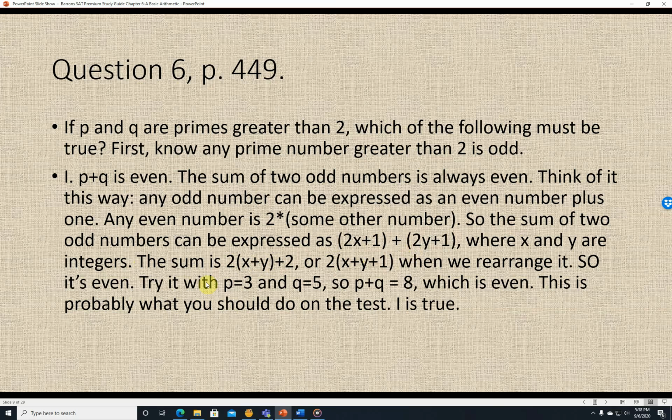So it's even. You can try this with P equals 3 and Q equals 5, so P plus Q equals 8, which is even. That's probably what you should do on the test, is just plug in numbers, but this is so you'll actually understand the theory behind it. So number 1 is true.